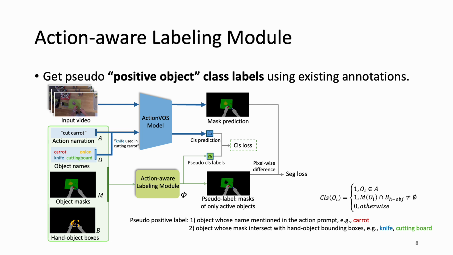We use two rules to identify active objects. The first one is that objects whose name is mentioned in the action prompt, we view as active objects. For example, carrot is mentioned in the action of cut carrot. The second rule is that objects whose mask intersects with hand object bounding boxes, which means they would be near to the human's hand and may be manipulated by the human's hand, are pseudo-active objects. For example, knife and cutting board in this example.